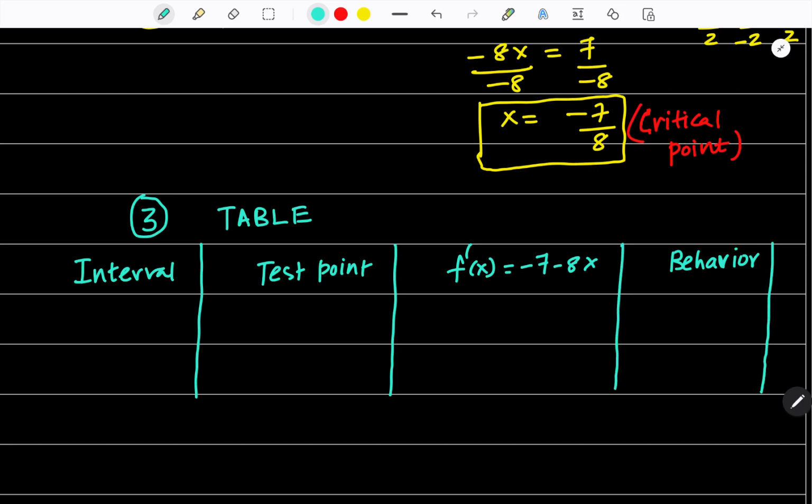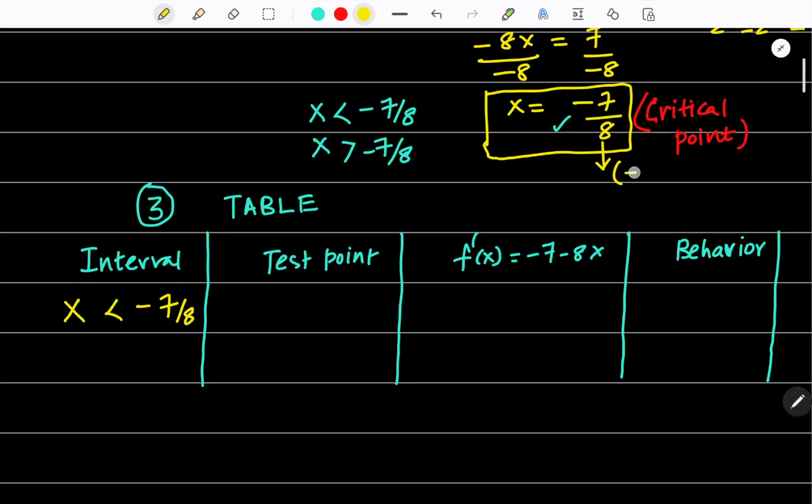So what is your point? Minus 7 by 8. So what you need to take? X less than negative 7 by 8, you take one option. And x more than negative 7 by 8, you take another option. Let us take the first option, x less than negative 7 by 8. Before that, I will just find out in the calculator what is negative 7 over 8. So fraction mode, negative 7 divided by 8. So it will be 0.875, so it will be negative 0.875. So let me say which is negative 0.8.